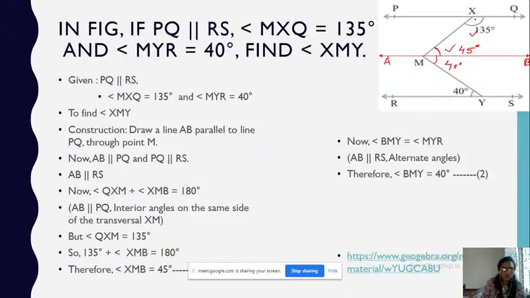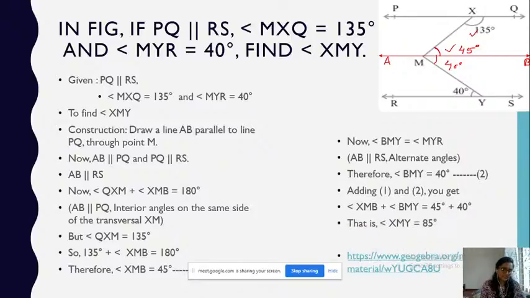Now look at the whole angle. We needed to find angle XMY. So what will be that angle? The sum of this angle and this angle. So that will be 45 plus 40 degrees. Yeah, 85 degrees. We just proved that.